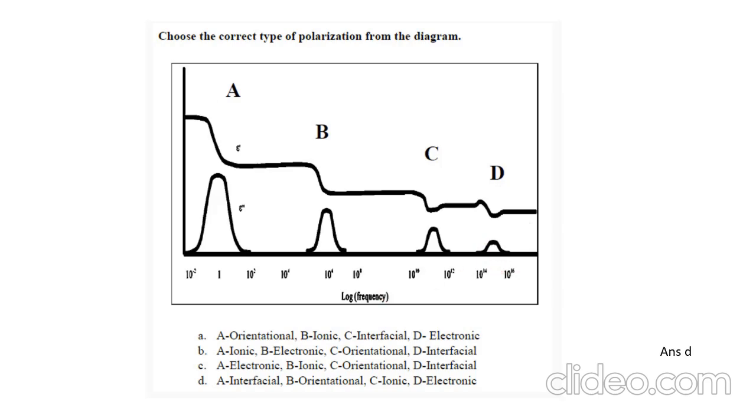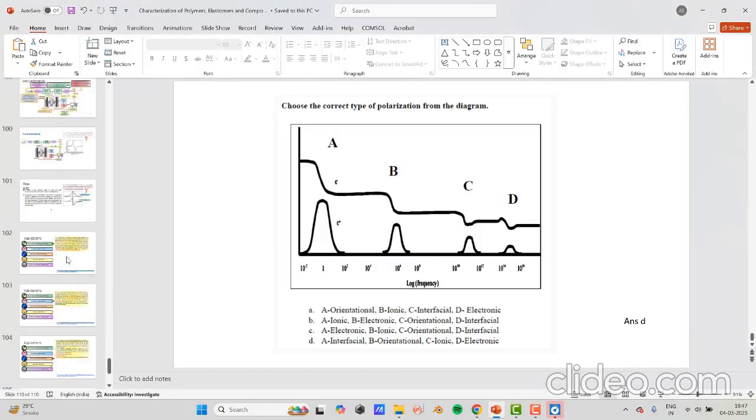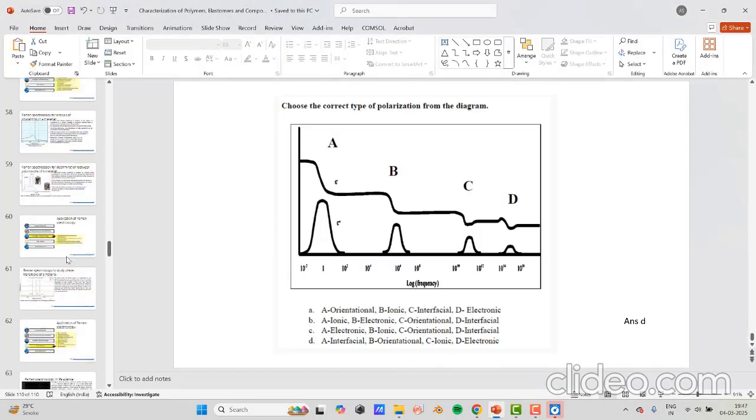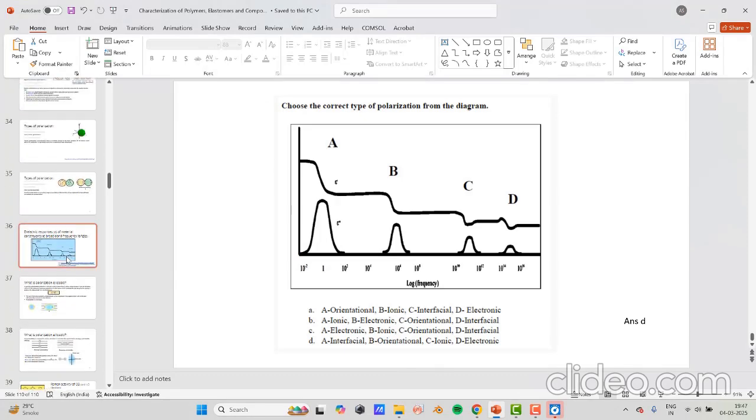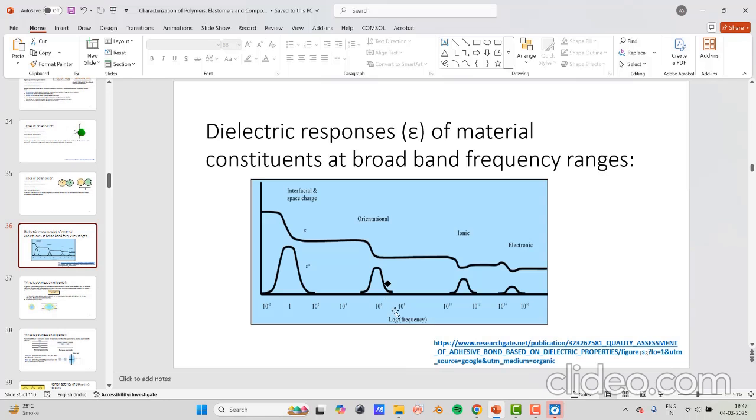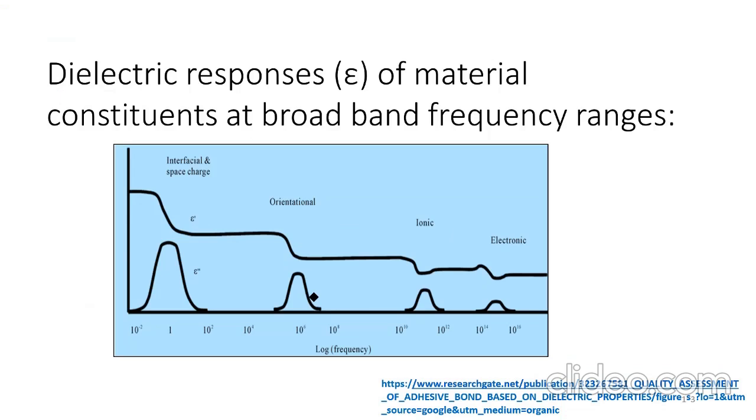I'll go back to that slide if you have confusions. Yeah, this. So here we can see the electronic one is at 10 to the power 15. Then ionic 10 to the power 11. Then orientational is around 10 to the power 6. And then interfacial is around 1. So that is how it is distributed.